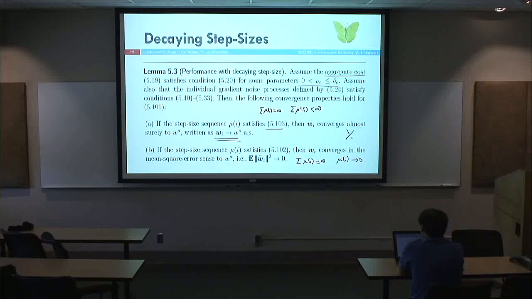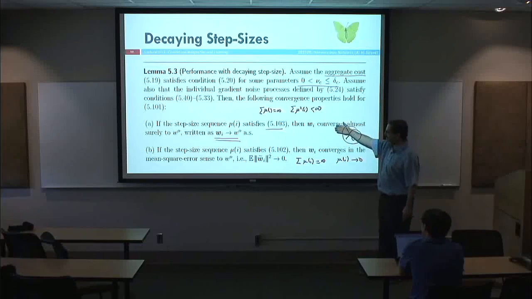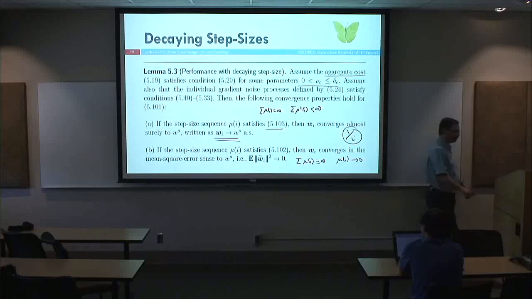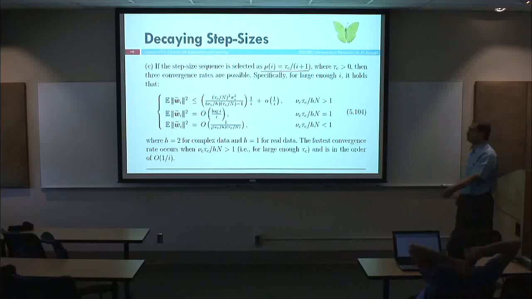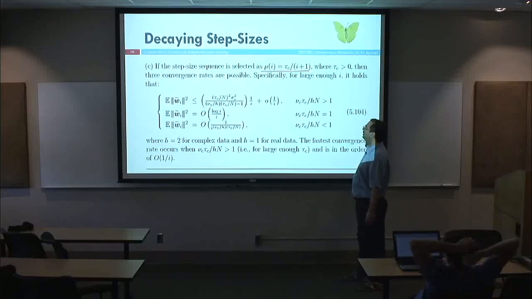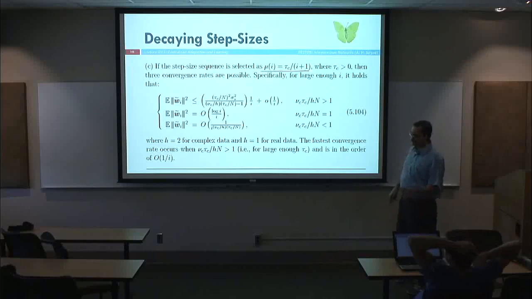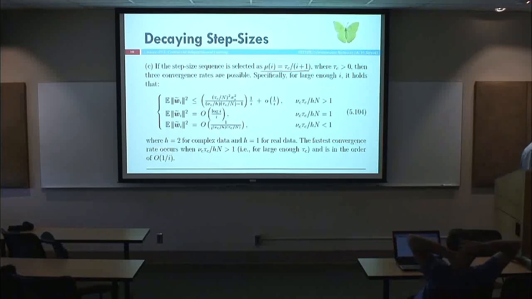For example, sequences of the form 1 over i satisfy both conditions. You don't need to satisfy this or that. For sequences like this, you get this type of convergence and that type of convergence. But there are other situations where you may satisfy this and not that. So here you get almost sure convergence, here you get mean square error convergence. And not only that, for this particular sequence, 1 over i, or some constant tau_c over i, you can show at what rate convergence occurs.